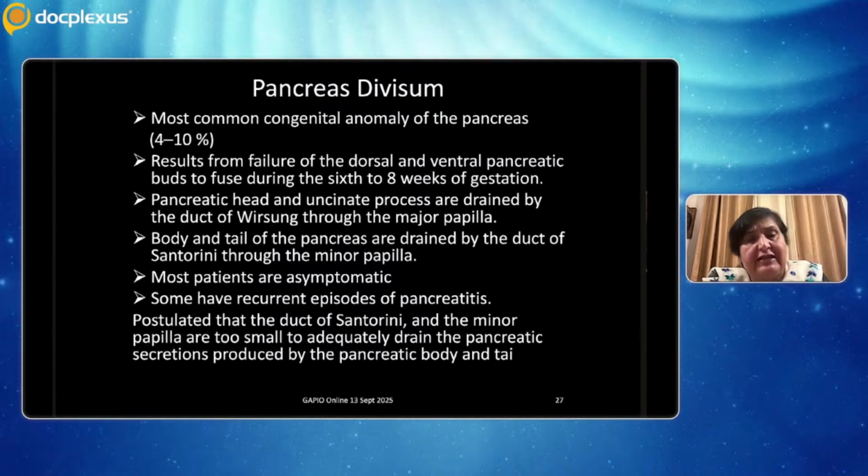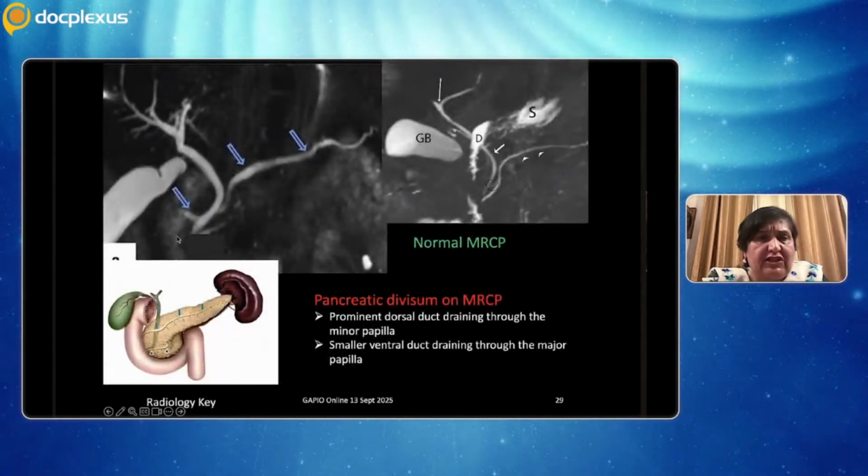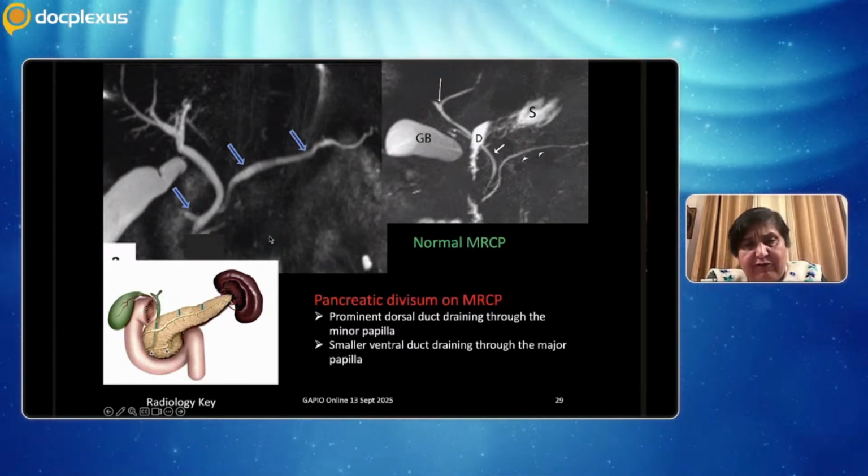It is postulated that the duct of Santorini and the minor papilla are too small to adequately drain the pancreatic secretions produced by the pancreatic body and tail. And this is one such case over here. You can see that's the CBD, and that's the main duct, which is draining here, and that's the duct of Santorini, which is now draining the entire body and tail of the pancreas as well. And this minor papilla is too small to take this amount of pancreatic fluid draining into it, and that is why these patients sometimes land up with problems.